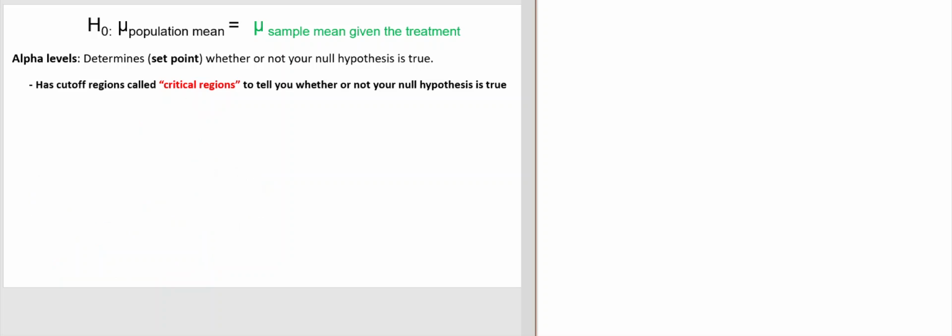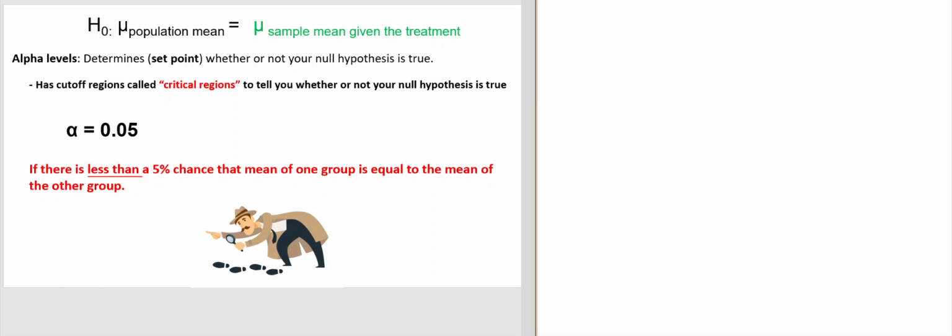So we're going to be looking at alpha levels, and that's going to set our criteria of whether or not to reject or retain our null hypothesis. And these alpha levels correspond to cutoff regions or critical regions. Now, the question is, what is a legitimate cutoff region? What is a legitimate alpha level? Well, the standard in the social sciences, what you'll see time and time again, is that the alpha level, which determines the set point of whether or not you reject or retain the null hypothesis, is set at 0.05. That's basically saying if there is a less than 5% chance that the mean of one group is equal to the mean of the other group, then we can reject the null hypothesis. If it's a 5% chance or more, then we can retain the null hypothesis.